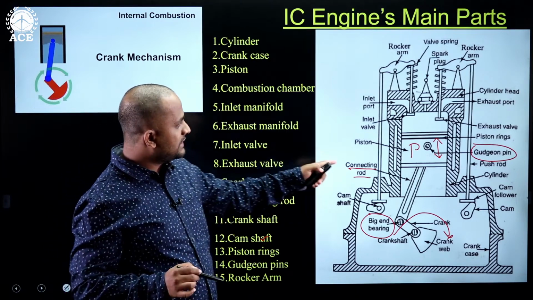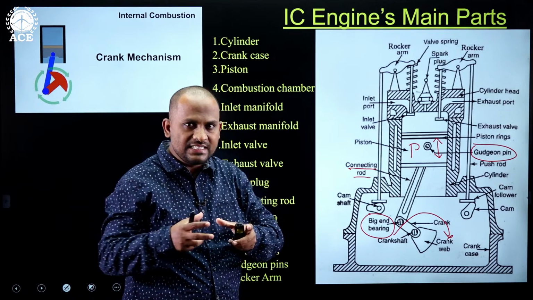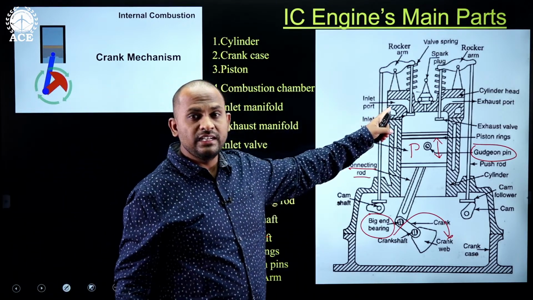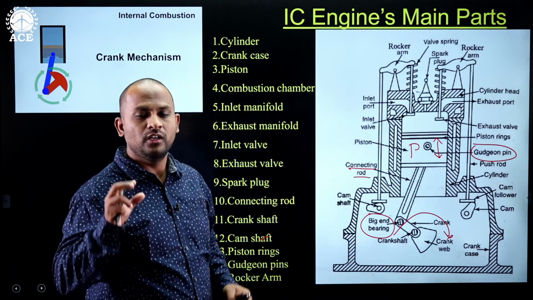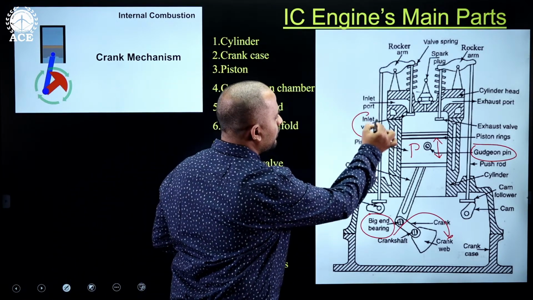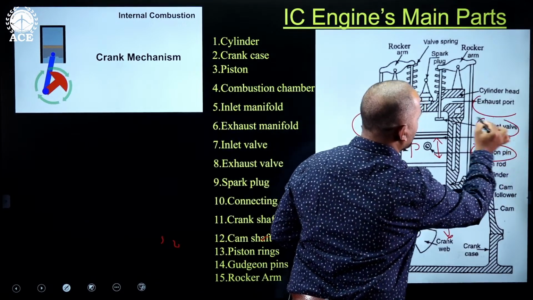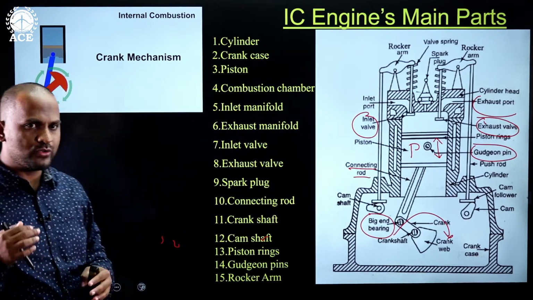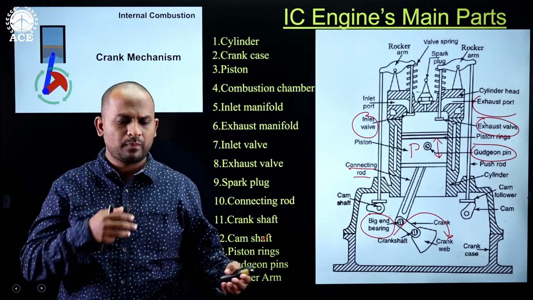Now the piston and connecting rod are placed inside the cylinder, and over the cylinder there will be a cylinder head. This cylinder head is fixed with two valves. One is the inlet valve, another is the exhaust valve. Now what is the purpose of this inlet valve and the exhaust valve? Now what is our purpose of the IC engine?